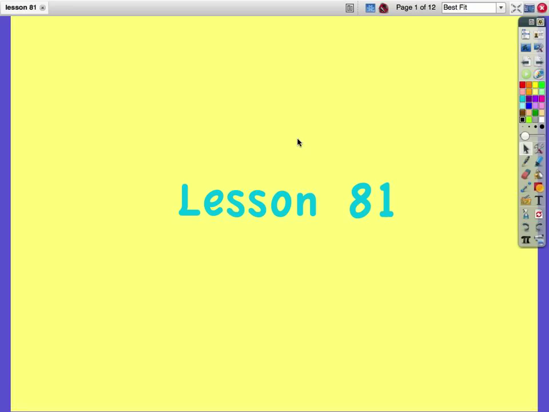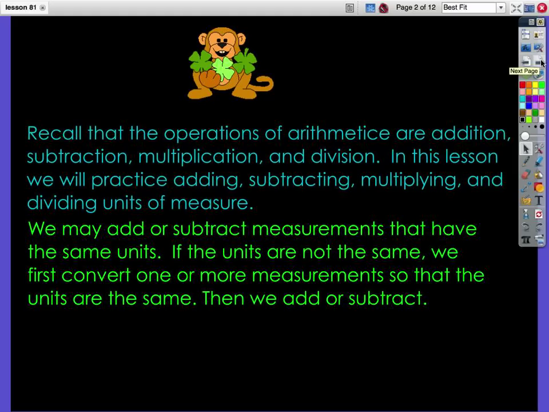For lesson 81, we're going to talk about arithmetic with units of measure. So recall that the operations of arithmetic or math are addition, subtraction, multiplication, division. In this lesson, we're going to practice adding, subtracting, multiplying, and dividing units of measure.